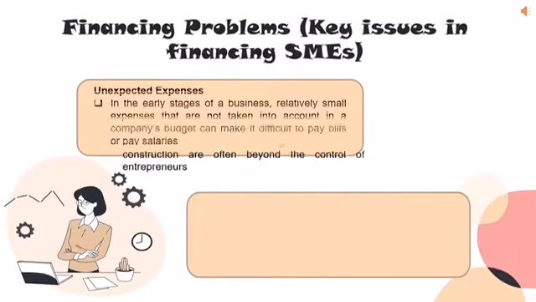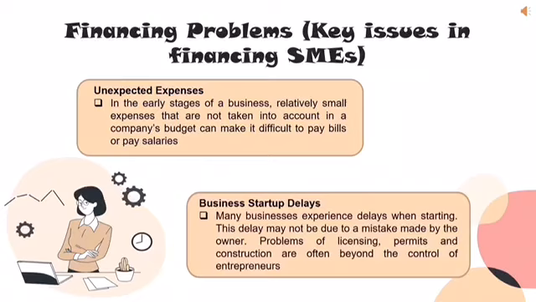Financing problems. First is unexpected expenses. In the early stage of a business, relatively small expenses that are not taken into account in a company's budget can make it difficult to pay bills or pay salaries. Next is business delays. Many businesses experience delay when starting their business. This delay may not be due to a mistake made by the owner. Problems of licensing, permits, and construction are often beyond the control of the entrepreneurs.